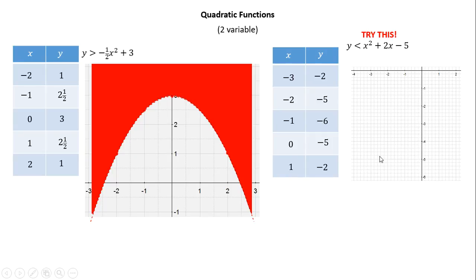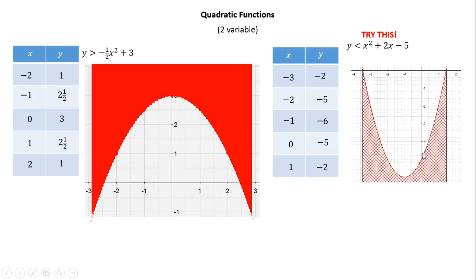Here we have a graph. Make our line. It's a dotted line because it's not an or equal to. And then shading, if we plug in 0, 0, is 0 less than negative 5? No, 0 is bigger than negative 5, so it'll shade on the other side.